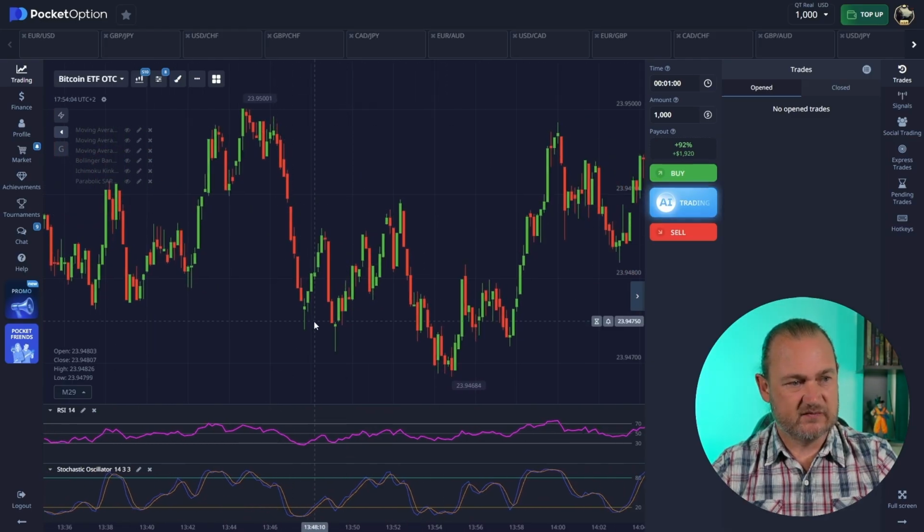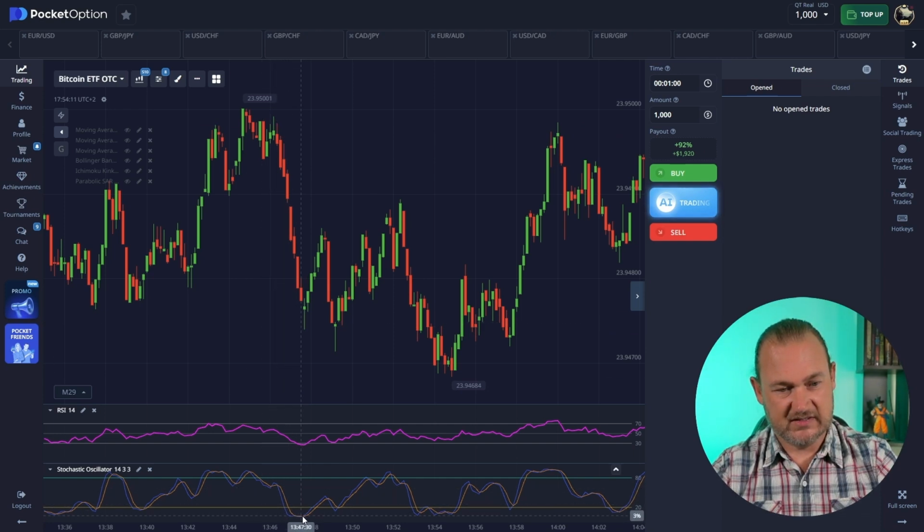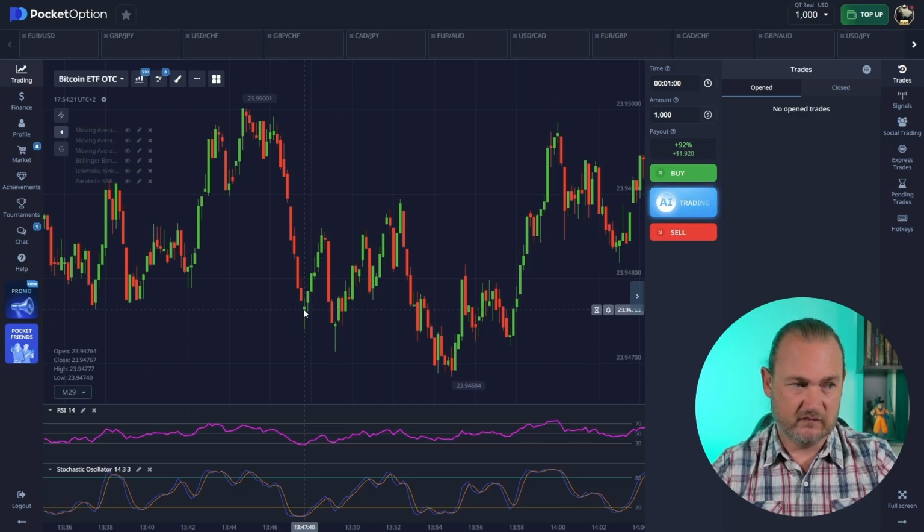Okay, so we had this massive drop off here, and we can see that price, or the stochastic, made this low, it came down basically to 0, stayed there for a while, and then price started pushing up again, and the stochastic followed. But then price made another drop, and we made a new low, a lower low from the previous one. But we can see that my stochastic did not make a new low.